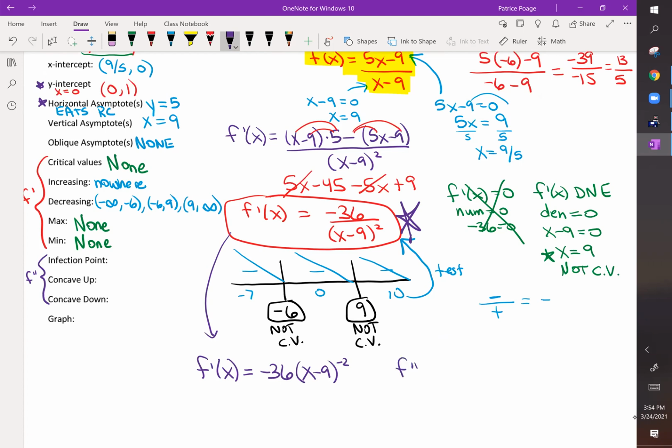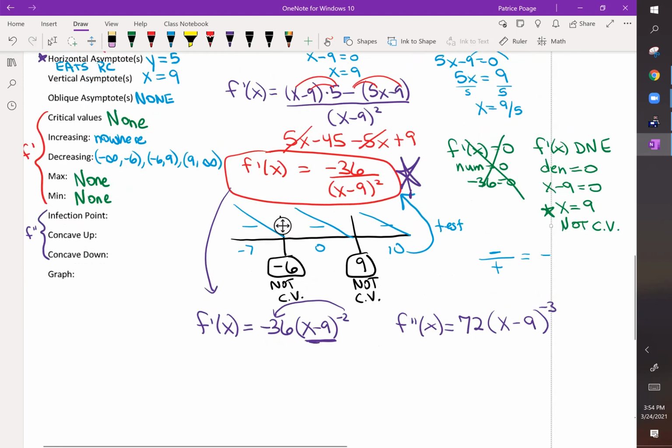So taking the second derivative, we have negative 36 times stuff to the negative 2. Derivative will be negative 2 times negative 36, which is 72, stuff to the negative 3. Copy paste the stuff in the parentheses, times the derivative of the stuff, which is just times 1. And then I'm going to rewrite this with no negative exponents, so we can work with it. So 72 over (x - 9) cubed.